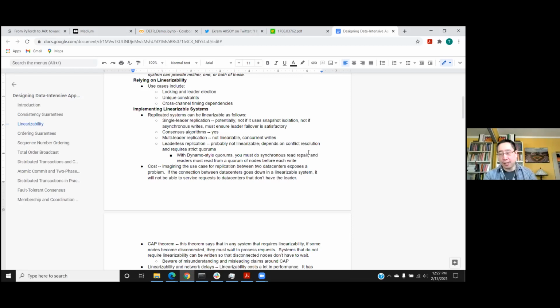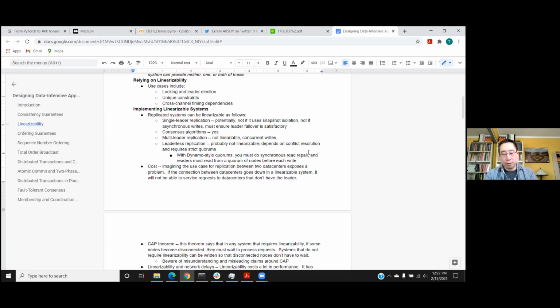He mentions that consensus algorithms are linearizable. Multi-leader replication basically can never be linearizable because you have concurrent writes, and any possibility of write conflicts and conflict resolution is a completely different model from linearizability. And then he says that with leaderless replication, technically it's not impossible, but it's probably not linearizable.